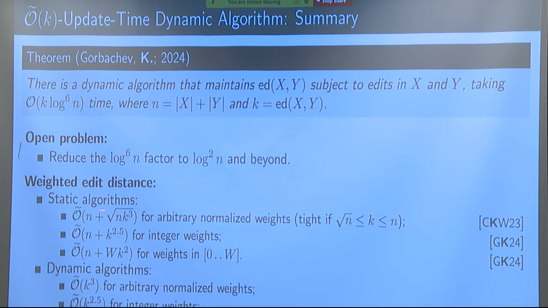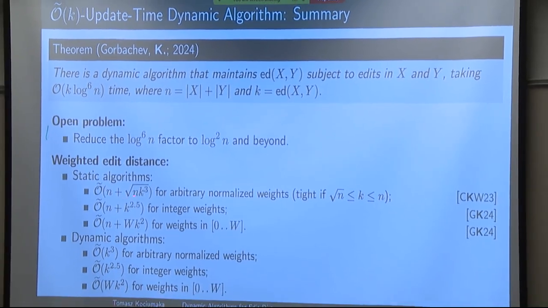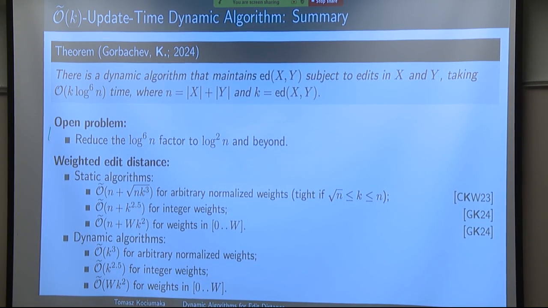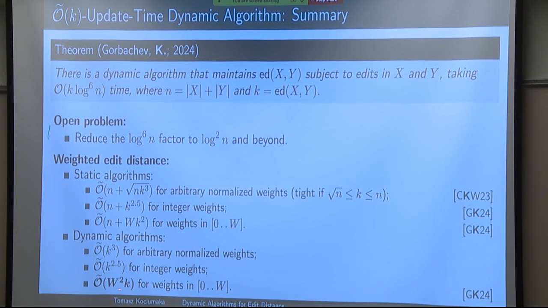These algorithms are fairly easy to make dynamic by just removing this n factor and n term, and whatever remains is the dynamic update time. Here it's k cubed, because this n can be large and sometimes it's better to do k cubed. For integer weights between 0 and w, it turns out that you can get update time of w squared times k. And essentially the algorithm is just what I described for the unweighted case. There is not much of a difference.